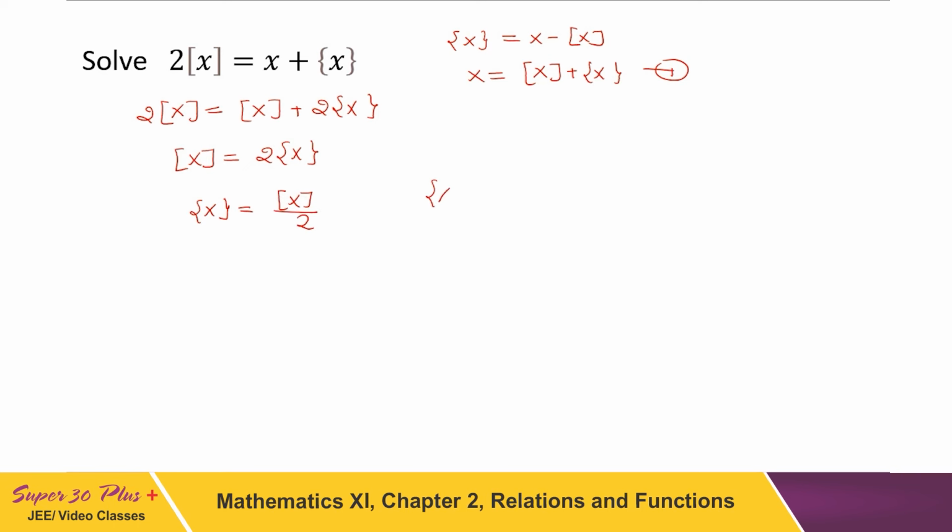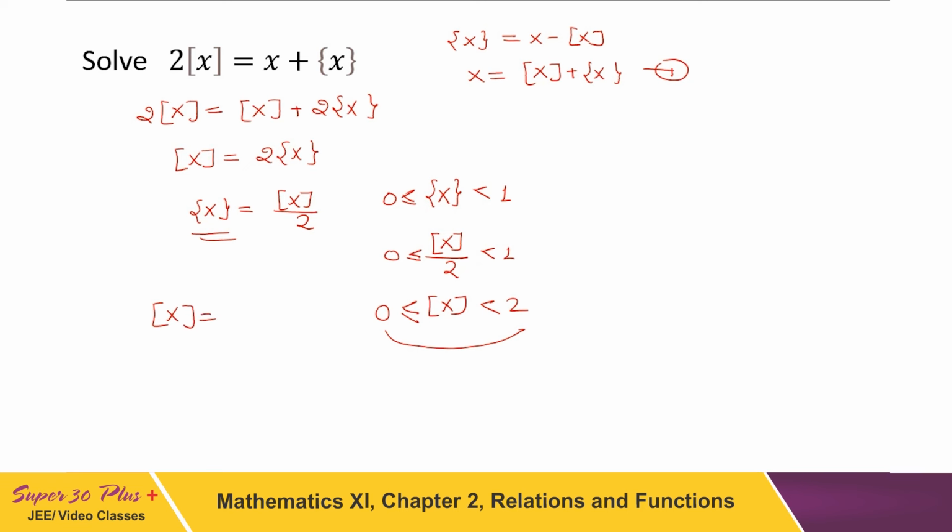As we know, the fractional part of x is greater than or equal to 0 and less than 1. Now the fractional part is the greatest integer of x divided by 2. Put it here: the greatest integer of x upon 2 should be greater than or equal to 0 and less than 1. Now the greatest integer of x should be greater than or equal to 0 and less than 2. What is the integer between 0 and 2? Between 0 and 2, the integer is either 0 or 1. So the greatest integer is either 0 or 1.